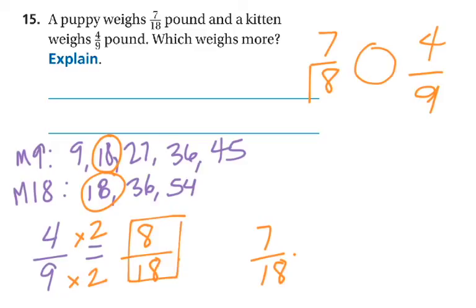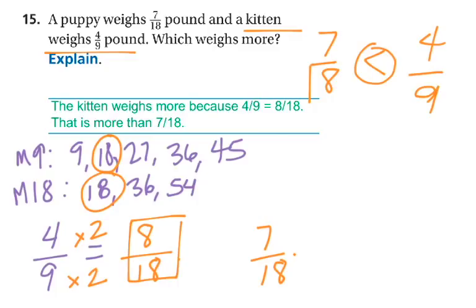Well, 8/18 was larger, therefore 4/9 was a larger fraction, and it said that the kitten weighed 4/9. So you can see my explanation is that the kitten weighs more because 4/9 equals 8/18, and that is more than 7/18.